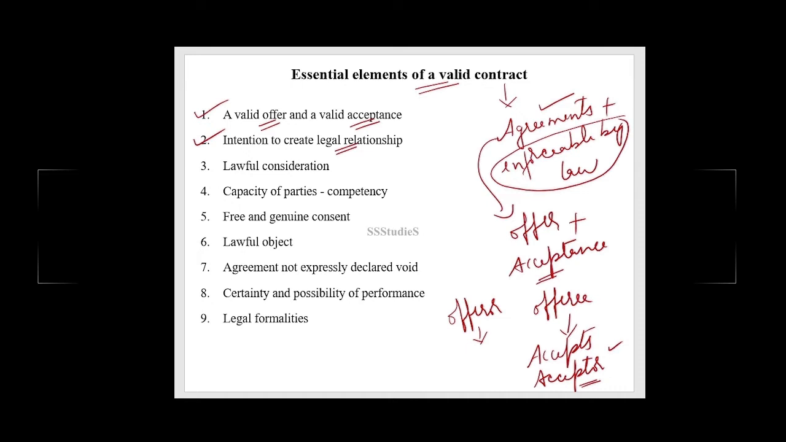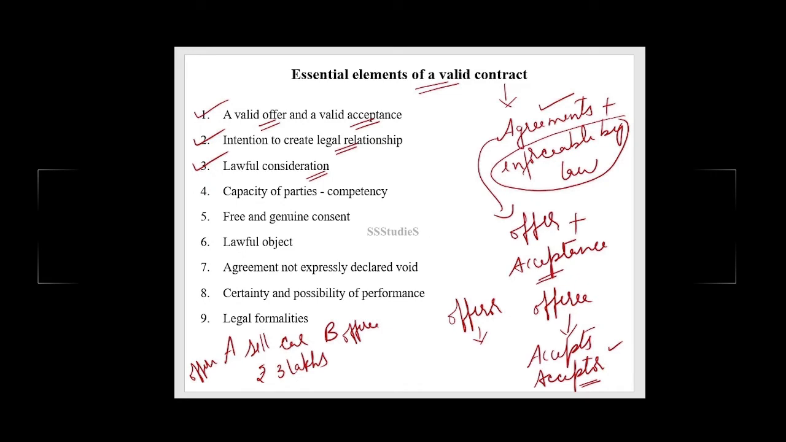So one of the essential elements of a valid contract is that there should be an intention to create legal relationship. Another essential element of a valid contract is there should be a lawful consideration. Now, what is consideration? Something that is given and received. So both the offerer as well as the offeree should give something and get something in return. For example, if A agrees to sell his car to B for rupees 3 lakhs, in this case, A is the offerer and B is the offeree.